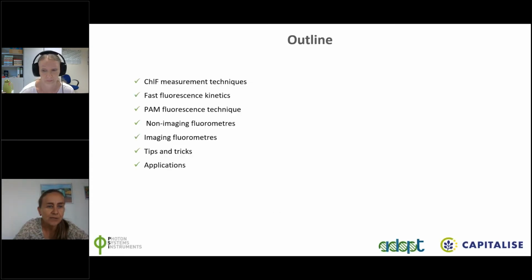So a very brief outline of my talk. Not much needs to be said about the measurement techniques because a lot was said, but I will introduce briefly the fast and pump fluorescent techniques. And then I would like to speak about the tools that can be used for measuring chlorophyll fluorescence. And finally, I'd like to mention a few details about the practical aspects of the measurement. And the last part of my talk will be about the applications.